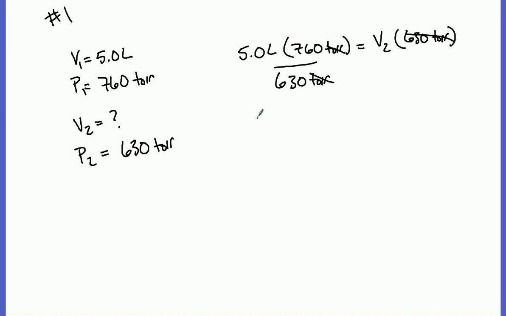So all I have to do is take 5 times 760 and divide it by 630 here on my calculator, so I can get an answer that is 6.0317. But I only need 2 sig figs, so I'm going to make it 6.0. 6.0 liters, since my other unit for volume was liters. My new unit is going to be liters. But that's how you do a Boyle's law problem.